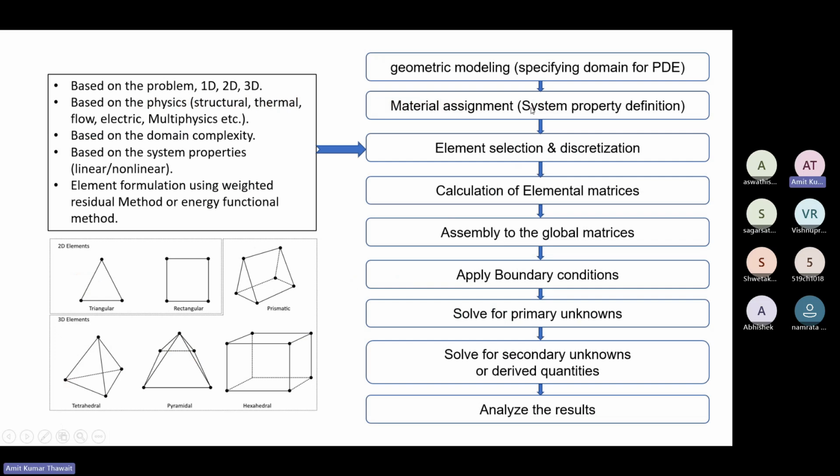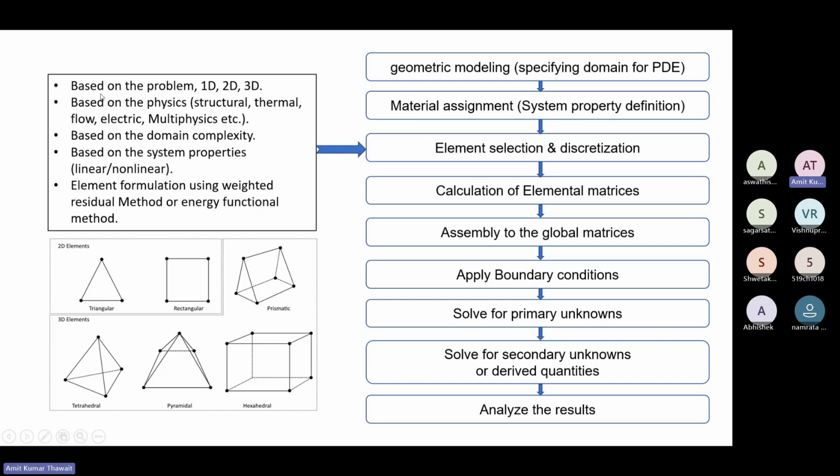So these are the steps for using the finite element method for solving any problem. First is geometric modeling. So basically we specify the domain for the partial differential equation. Then second is material assignment. So we define the system property. Then third one is element selection and discretization. There are a lot of elements in ANSYS, so many elements are there. So we have to select the most suitable element type for our problem, and then we will discretize our whole domain using that element.